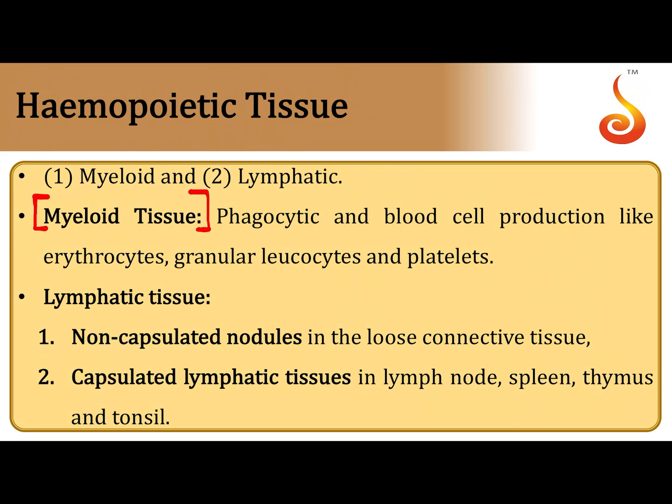Now the myeloid tissue is mostly found in the bone marrow, that is the tissue found in the hollow regions of the bone, around the marrow cavity of the bones. And here mostly phagocytic cells and blood cell production takes place. Now blood cells which are produced in the myeloid tissue include RBCs, and you have granular as well as agranular leukocytes.